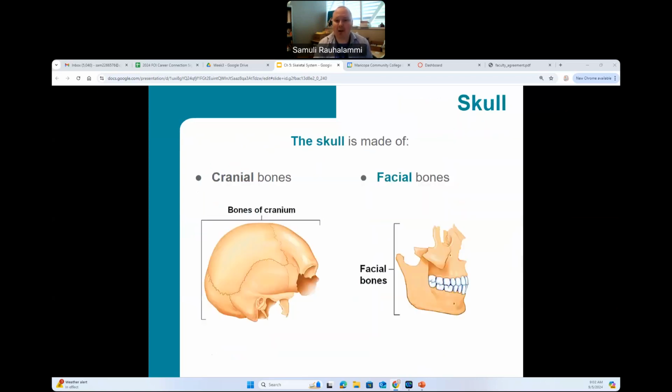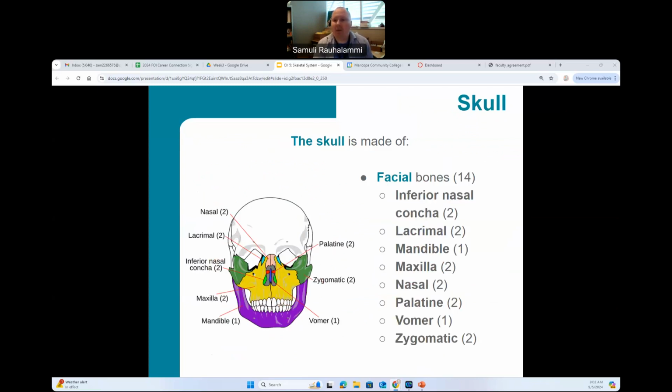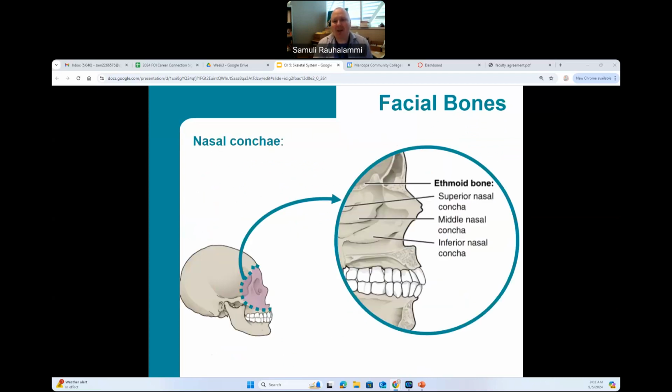Let's return back to the learning material and to the bones of the skull, but this time we're going to focus on the bones of the face. And for the bones of the face, there's 14 of those that I want to talk about. So let's review those together. And we're going to start actually with the inferior nasal concha. And there's going to be 2 of those, one on each side.